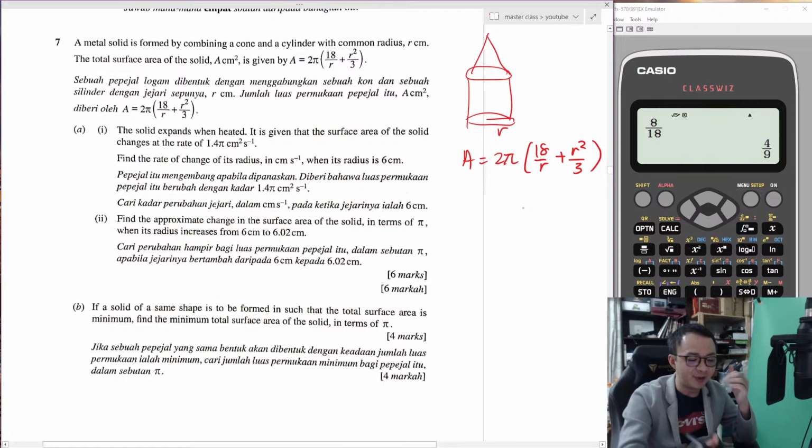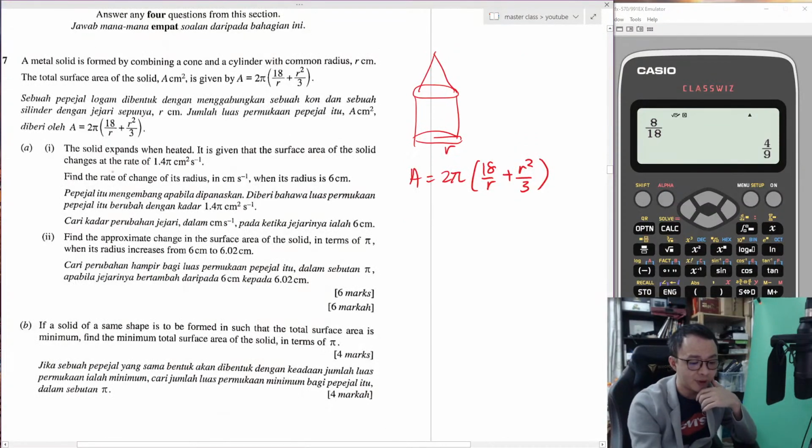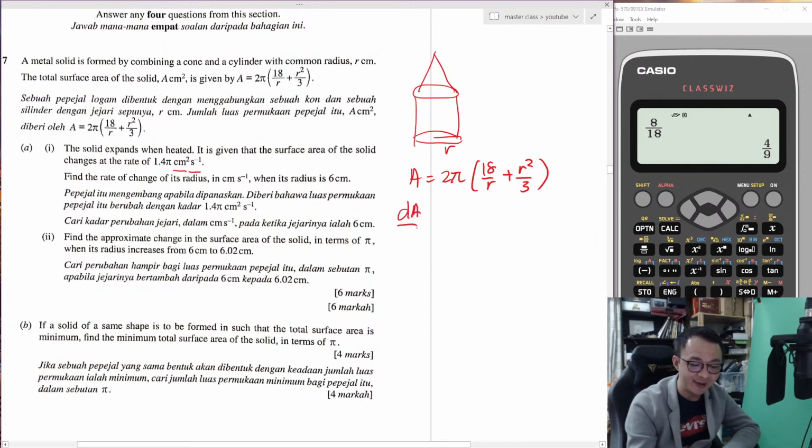Okay, I guess it's rate of change. So the solid expands when heated, so the area will become bigger. It is given the surface area of the solid changes at the rate of 1.4 pi centimeter square per second. Yeah, a lot of students, when they see centimeter square per second, do not know what this is. So I always teach the students to see their unit. Centimeter square represents area. Per second represents over time. So this one, dA dt, is 1.4 pi.